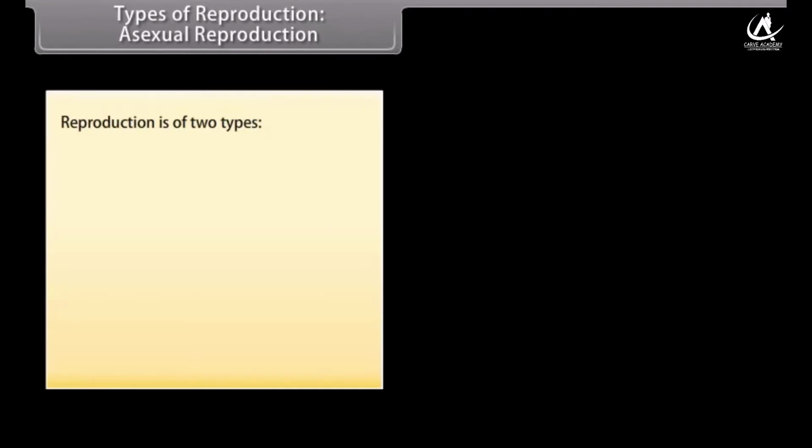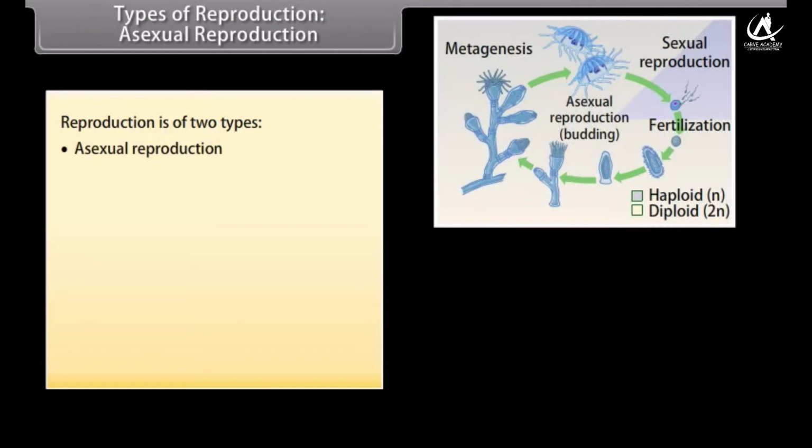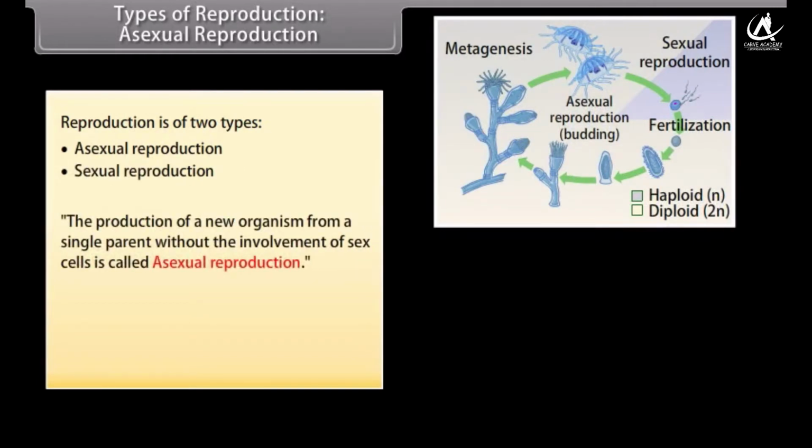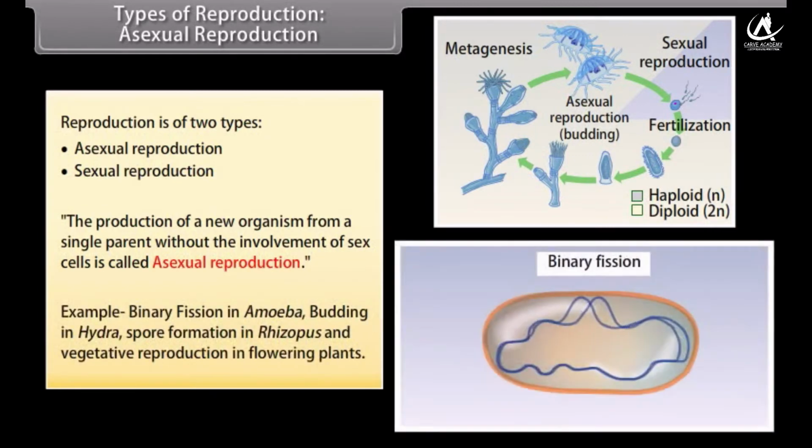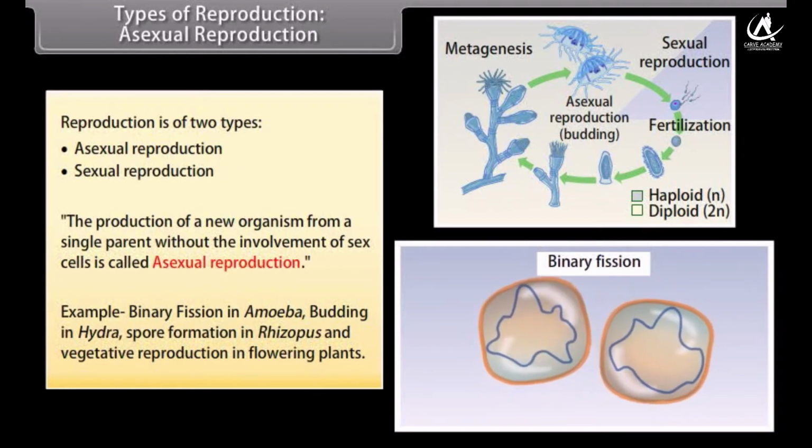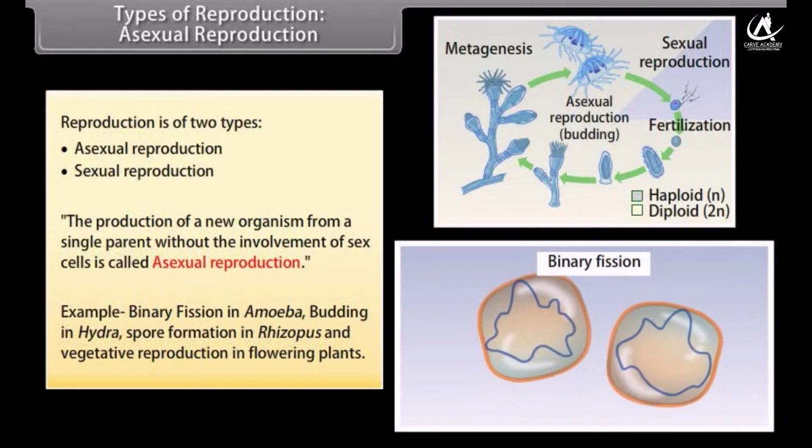Types of reproduction. Reproduction is of 2 types: asexual reproduction and sexual reproduction. Asexual reproduction. The production of a new organism from a single parent without the involvement of sex cells is called asexual reproduction. Examples: binary fission in amoeba, budding in hydra, spore formation in rhizopus, and vegetative reproduction in flowering plants.